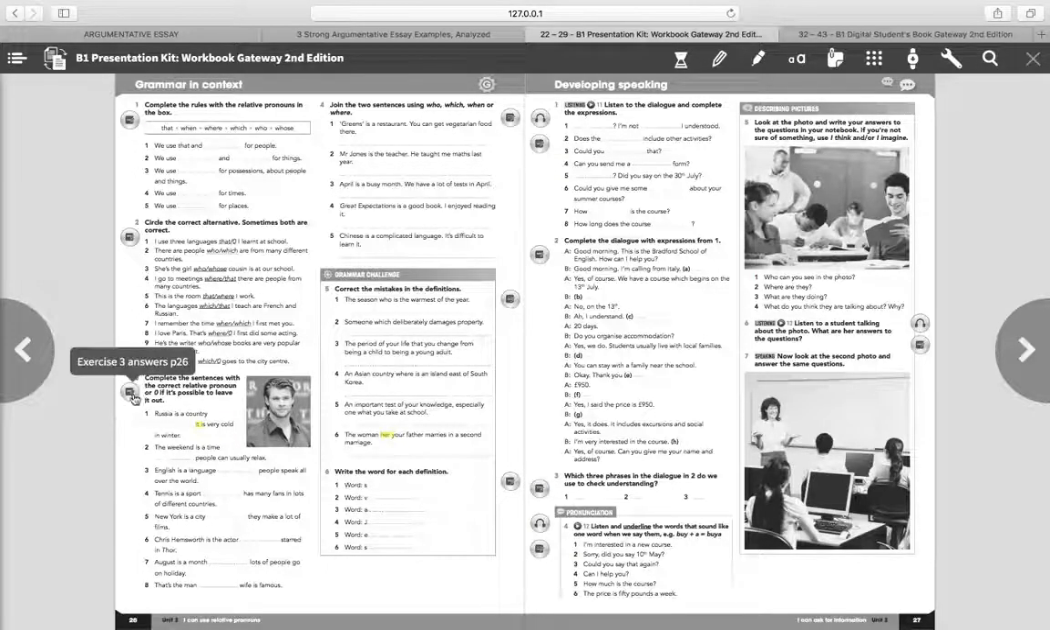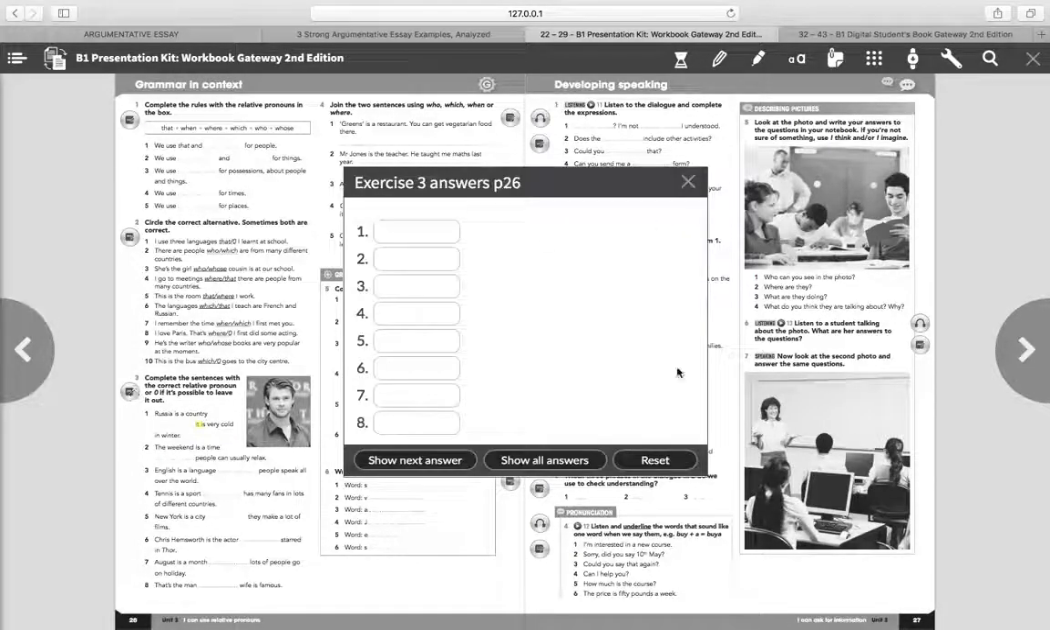For exercise 3, okay, Russia is a country. As you can see, it says it is. So I can't say which, it's not acceptable. So your answer is where. Okay, the weekend is a time. Of course, your answer is when.